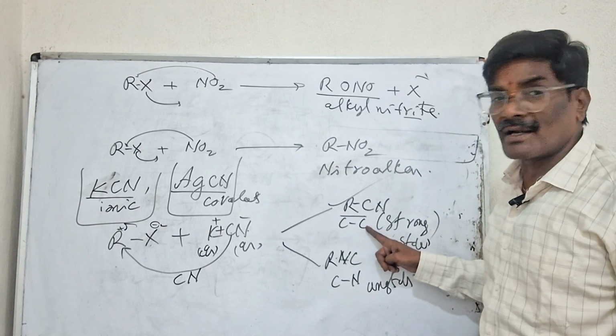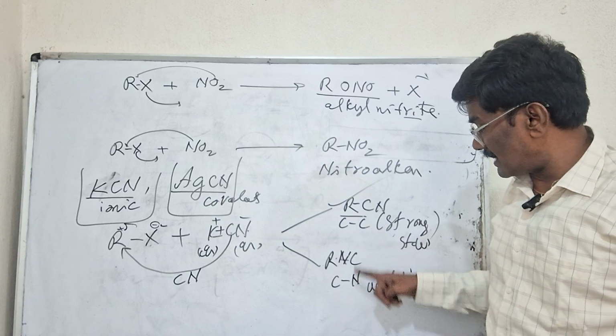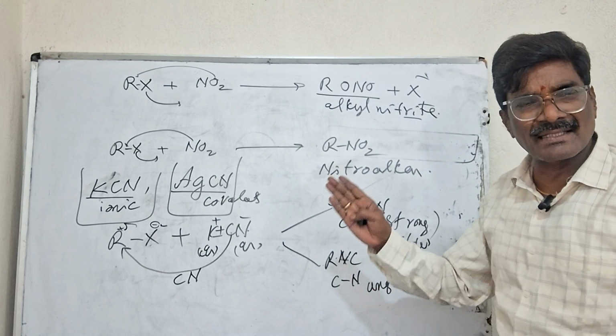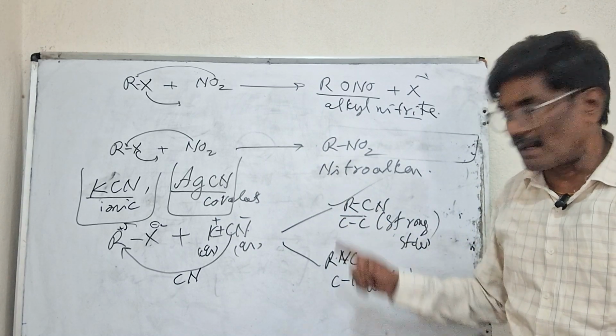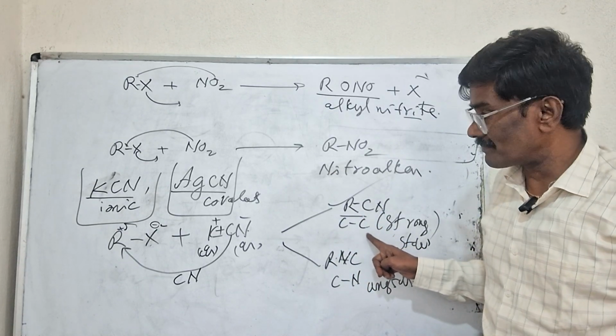The reason is that the C-C bond is stronger than the C-N bond. One is non-polar and the other is polar. Polar bonds are weaker, as we know, and non-polar bonds are stronger. So only the stable bond forms, giving cyanides.